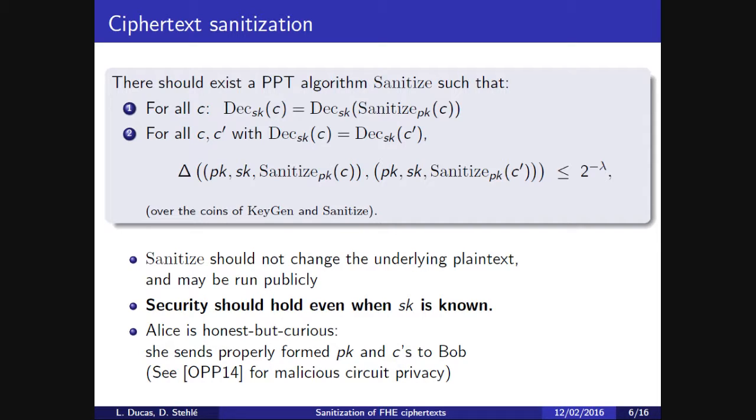In this whole talk, I will only speak of a weak model, the honest but curious model. So Alice is honest but curious. It means that she does not deviate from the regular protocol. And the way she will construct the public key and the ciphertext, she will do that by the book. She will not modify the protocol.